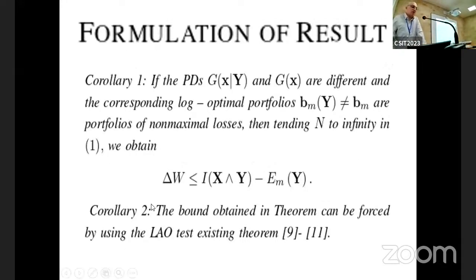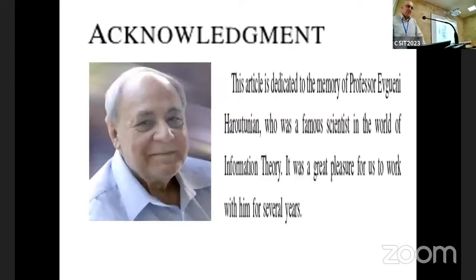And so we have corollaries. Corollary one is that if n goes to infinity, so if we have big data, we get this one, and this bound can be forced if we use the law existing theorem. And that's all. This article we dedicate to Professor Arutunian, and I suggest that we upload it for Professor Arutunian.